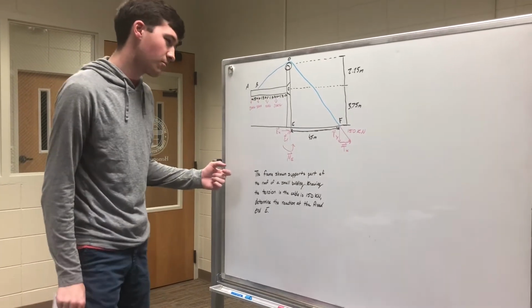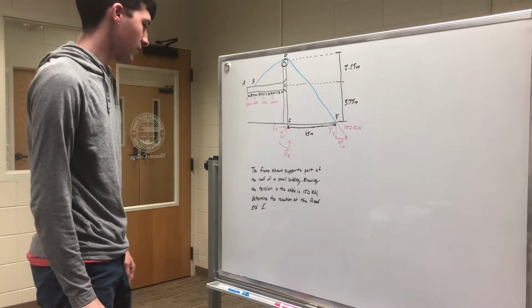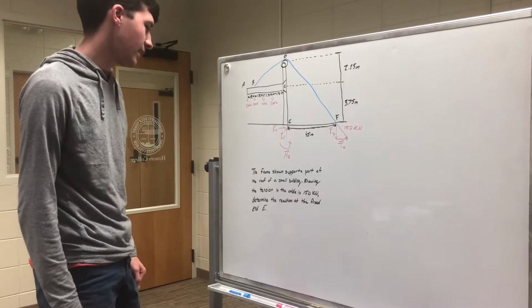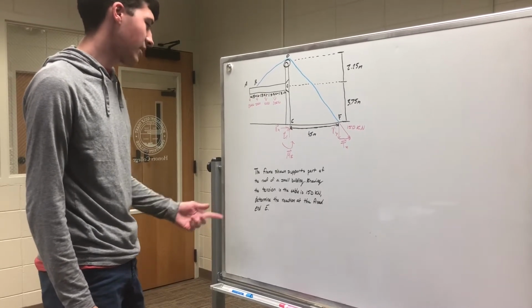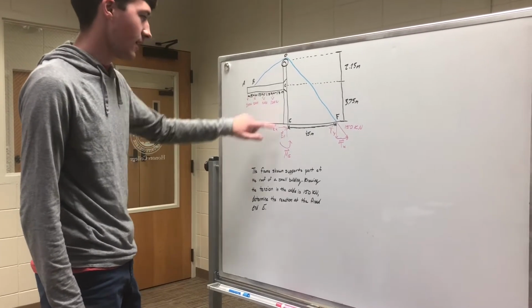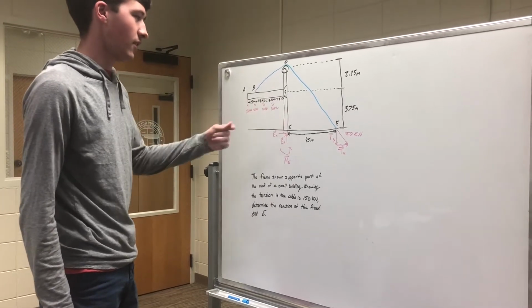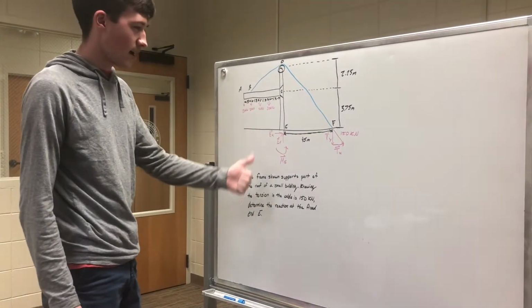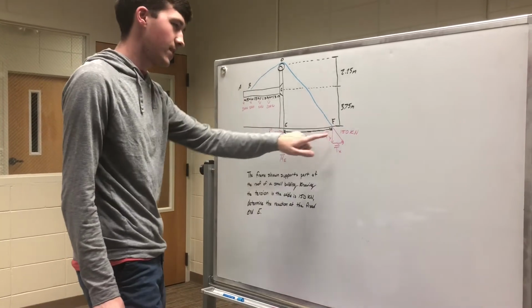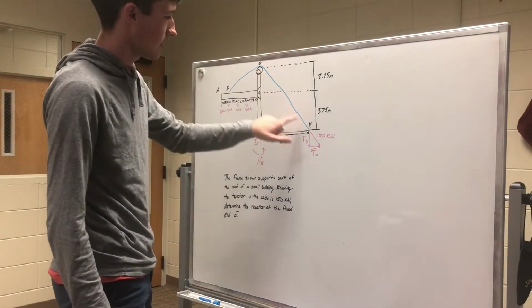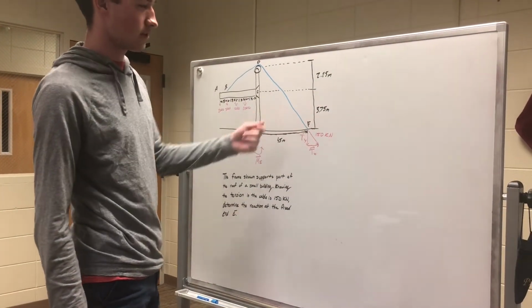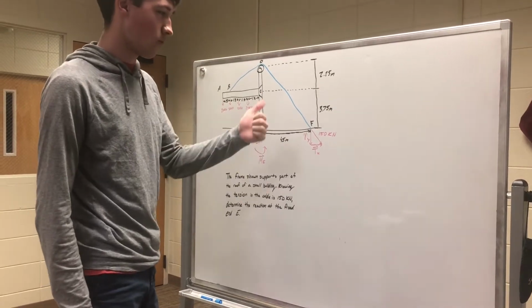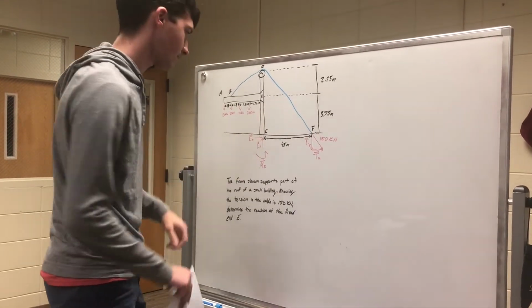The frame shown supports part of the roof of a small building. Knowing the tension in the cable is 150 kilonewtons, determine the reaction at the fixed end E. That is this point right here, and at this point there is an X component and a Y component. Now also, this is our tension right here. This cable here is 150 kilonewtons. There's also an X component and a Y component at this point too.